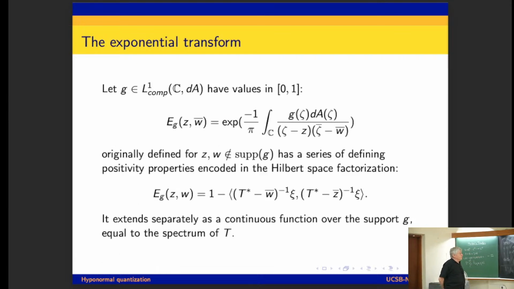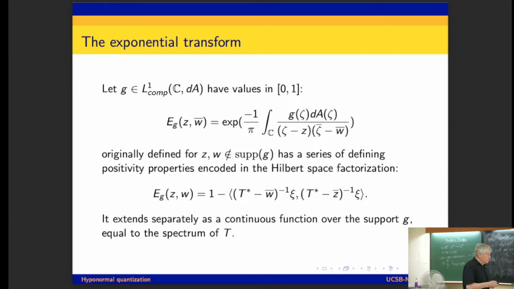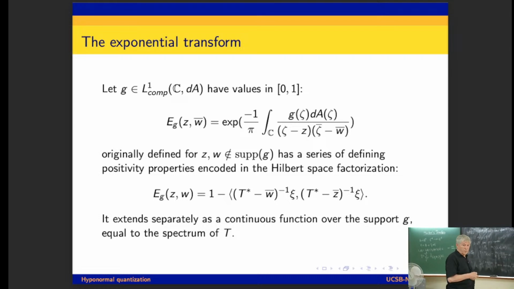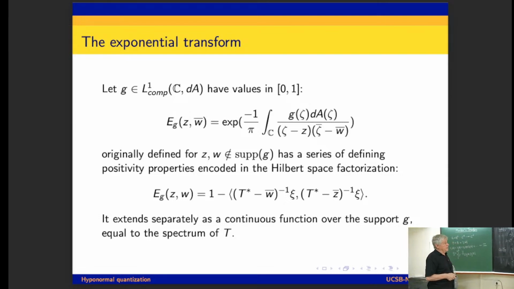So, our story starts with the analog of Markov's multiplicative part. Take a function with values in 0, 1, compact support, and consider what I'll call the exponential transform. This is analytic in Z, anti-analytic in W, and has remarkable positivity properties. It's a conditionally negative kernel.